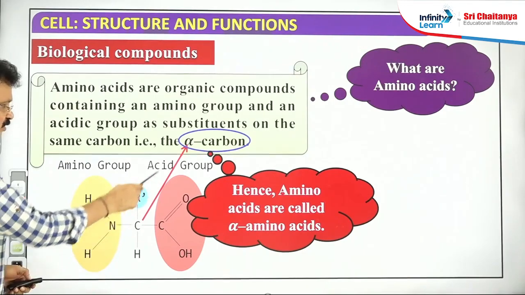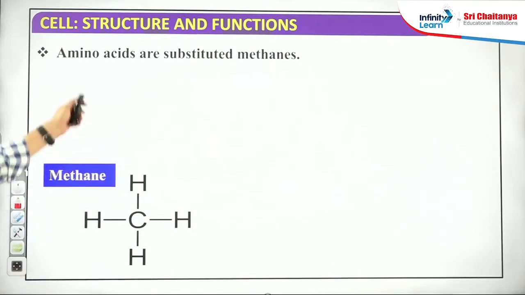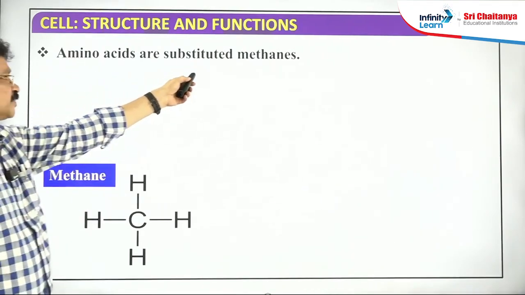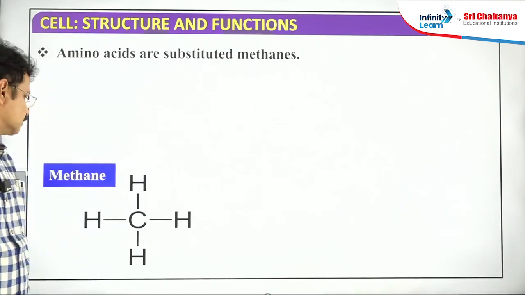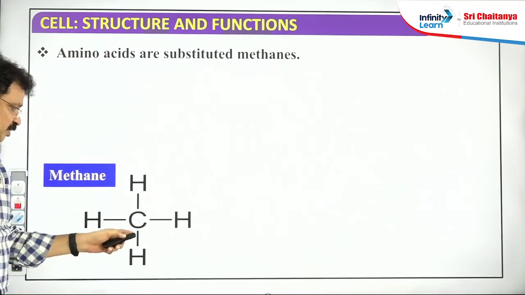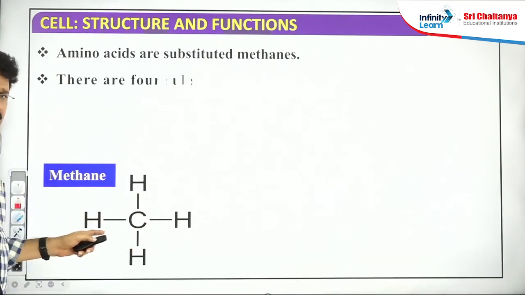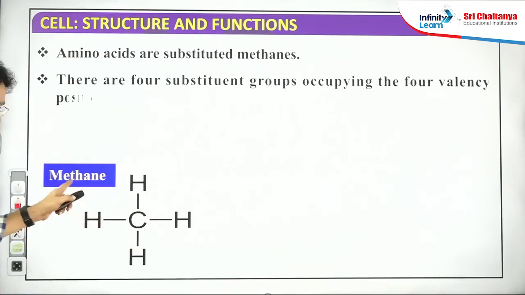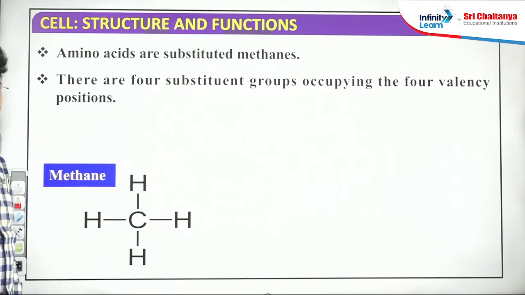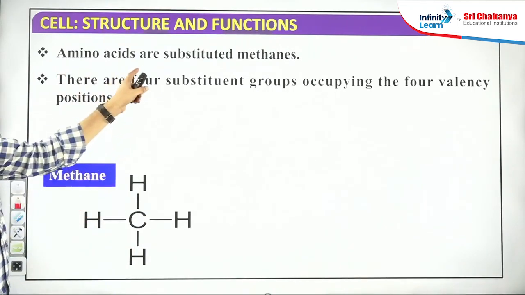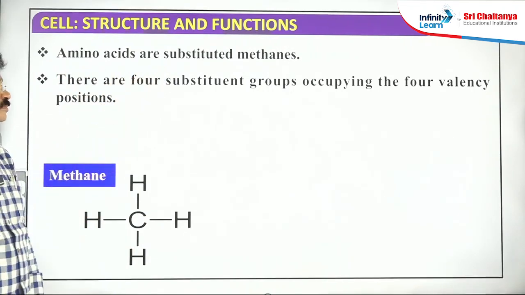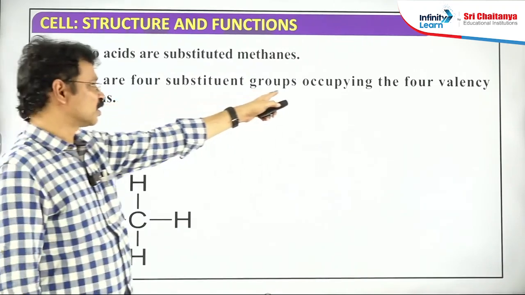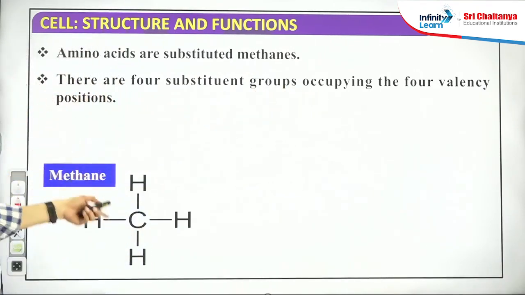Now the central carbon is called the alpha carbon. And one more thing, amino acids are substituted methanes. In chemical structure, methane is also a carbon with 4 valency positions. CH4 is the formula for methane. Hence we can say amino acids are substituted methanes. There are 4 substituted groups occupying the 4 valency positions.